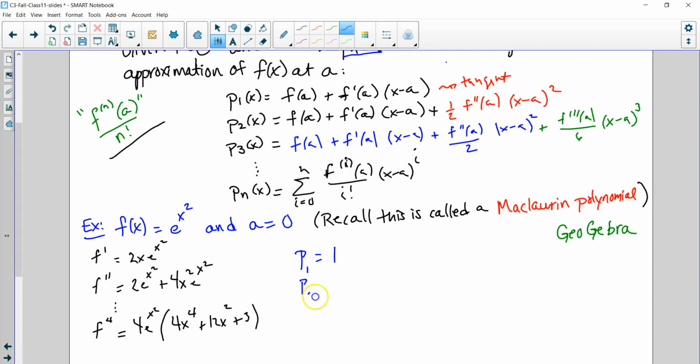P2 is going to be that previous one, and then I have to evaluate the second derivative at 0, and I end up just getting 2. But then I divide by n factorial, so 2 factorial is 2, and then just have that quantity x minus a, and a is 0, so let's put that in there, and square that. Okay, all said and told, we get 1 plus x squared.